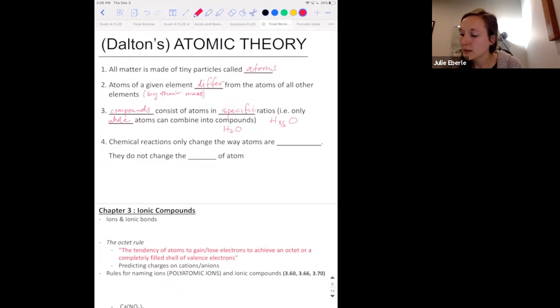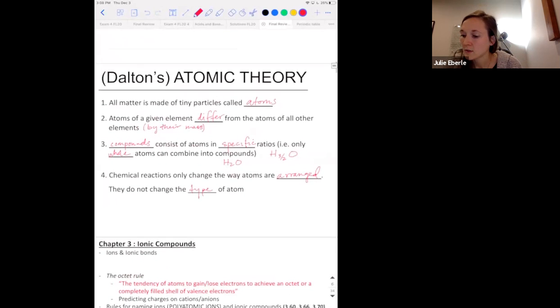Number 4, chemical reactions only change the way atoms are arranged. They do not change the type of atom. Okay, essentially this is kind of hitting on a law that says matter is not created or destroyed. Law of conservation of matter. We don't create new atoms when we do a chemical reaction. We just break bonds and rearrange them. All right. So that's Dalton's atomic theory.